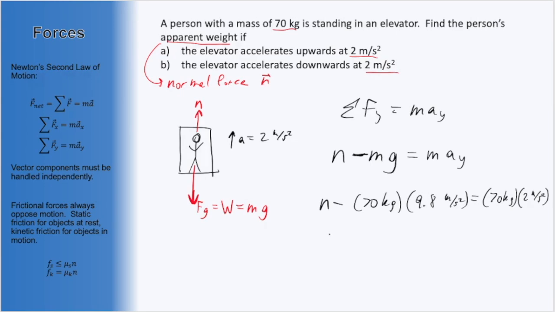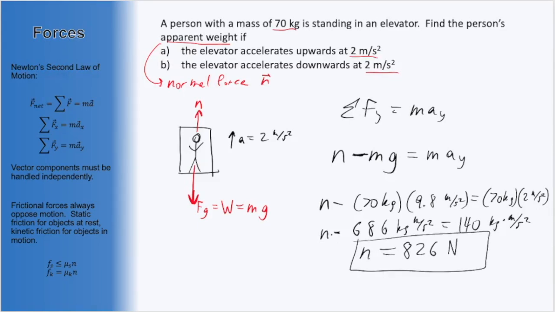Going through and doing some of these calculations, I get the normal force minus 686 kilogram meters per second squared equals 140 kilogram meters per second squared. And adding 686 to both sides will get me to the normal force, which I find to be 826 kilogram meters per second squared, which is a Newton. Therefore, the apparent weight, which is the normal force, is this 826 newtons.